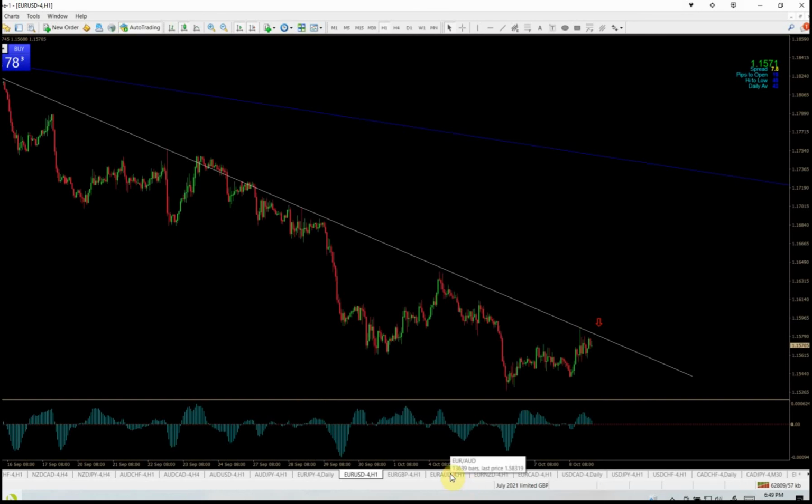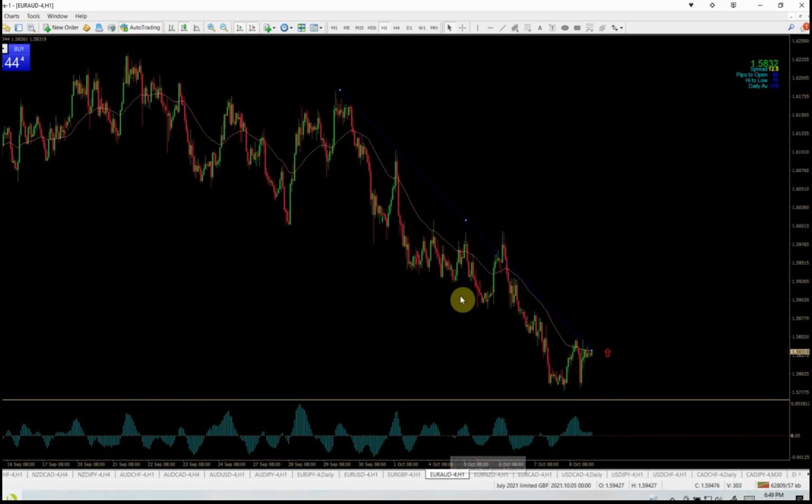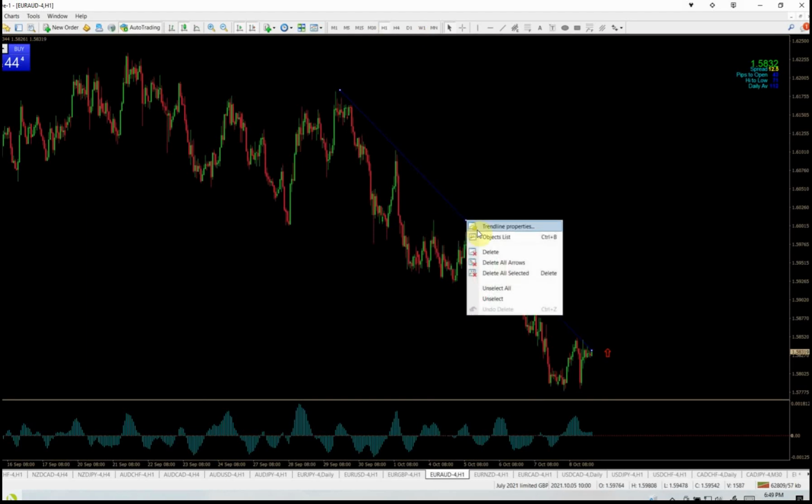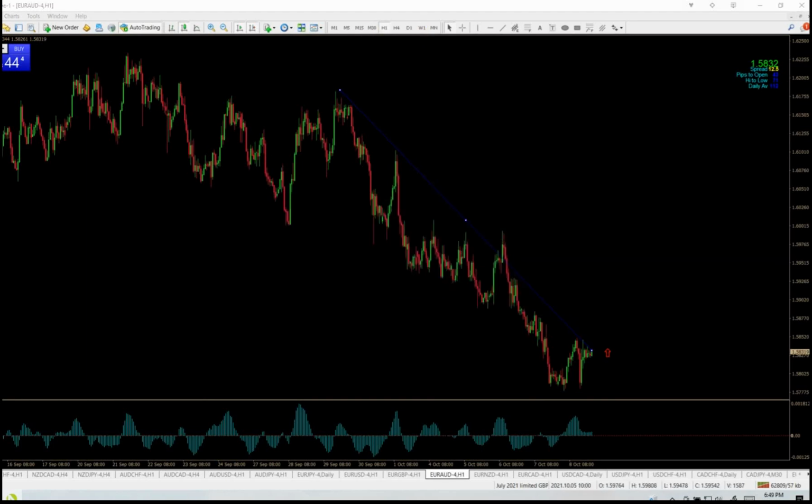Let's see, I think it's euro Aussie. Yeah, let's look at euro Aussie. I'm going to take this moving average off just not to confuse things. So here's euro Aussie, and again I got my colors wrong here. Let's make this white because this is the hourly chart. Okay, so you can see what happens here.